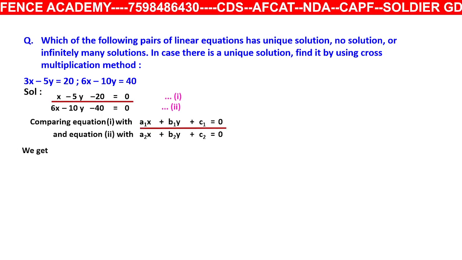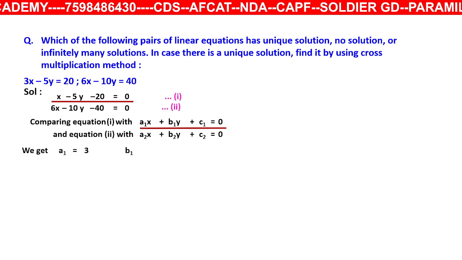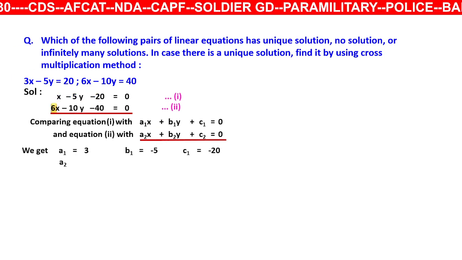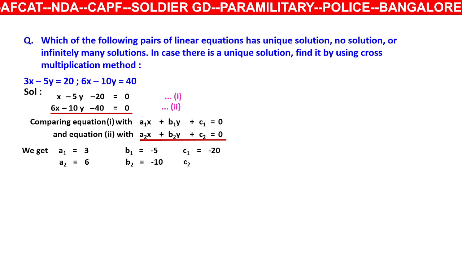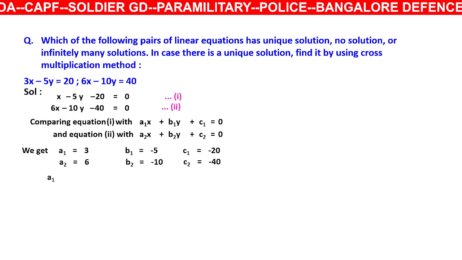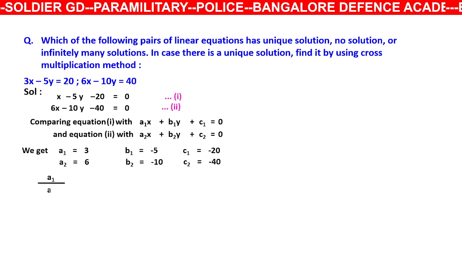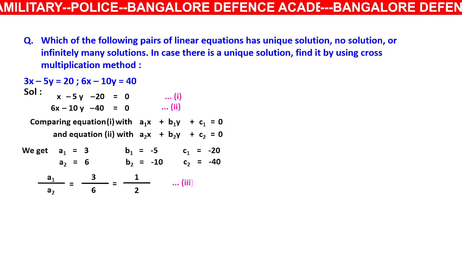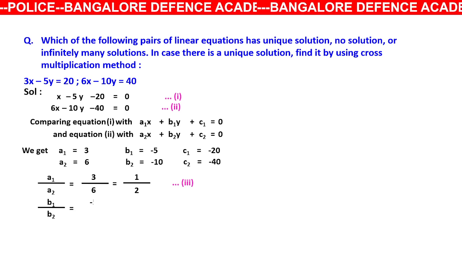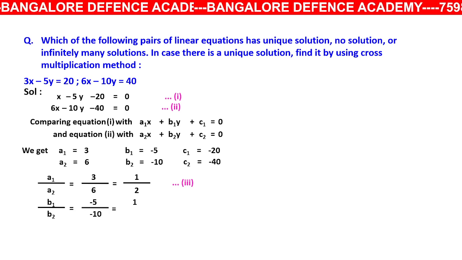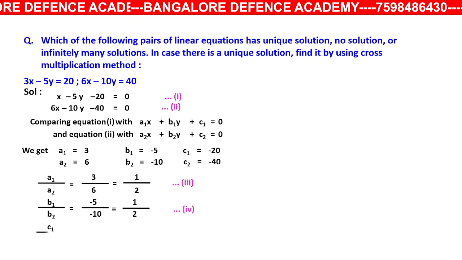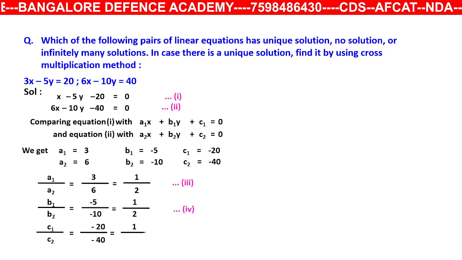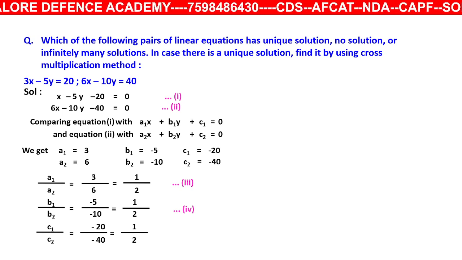So now here you have to take a1 is equal to 3, b1 is equal to minus 5, c1 is equal to minus 20, then a2 is equal to 6, b2 is equal to minus 10 and c2 is equal to minus 40. So now first find the ratios. a1 by a2 is equal to 3 by 6, that is 1 by 2. Then b1 by b2 is equal to minus 5 by minus 10, that is 5 by 10, that is equal to 1 by 2. And c1 by c2 is equal to minus 20 by minus 40, that is equal to 1 by 2.